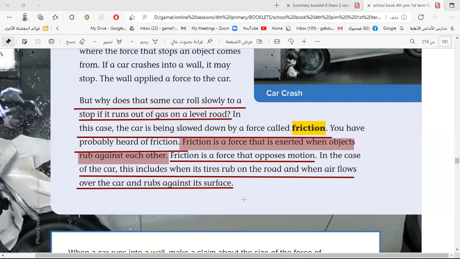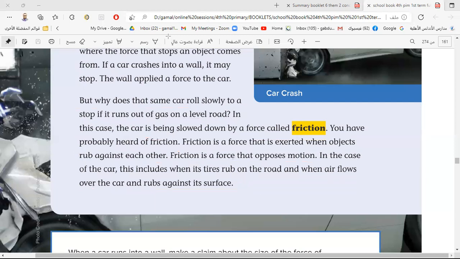There is no fuel, and there is a force of friction in the opposite direction between the tire and the ground. The friction is a force against the motion. The friction is always against the motion. The motion is in this direction and the friction in the opposite direction. So after some time, the car will stop.